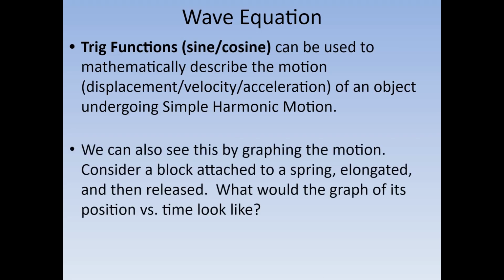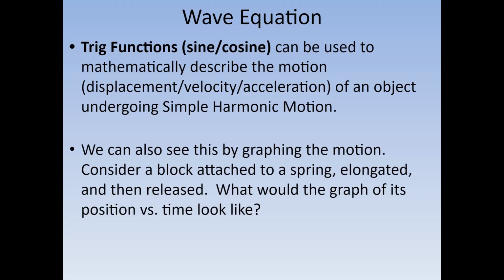Now, the way we come up with this wave equation is we want to consider a scenario. So we're actually going to consider the case where we have a block attached to a spring. We have the block pulled down, stretched, elongated, and then when we release it, we know that it's going to oscillate back and forth. Now, we might ask ourselves, what type of graph would this position versus time look like?